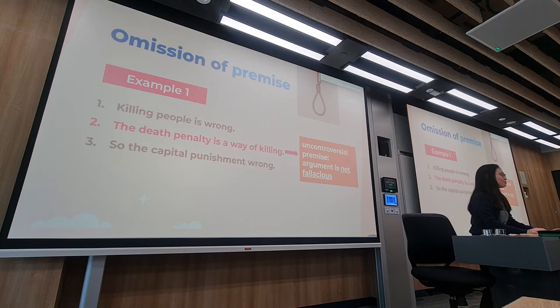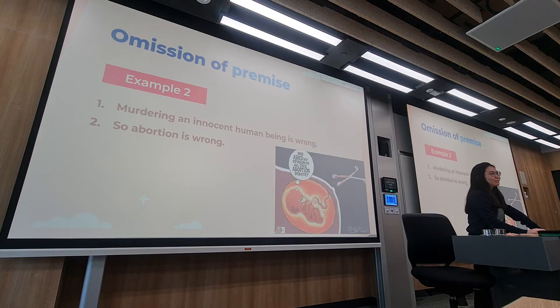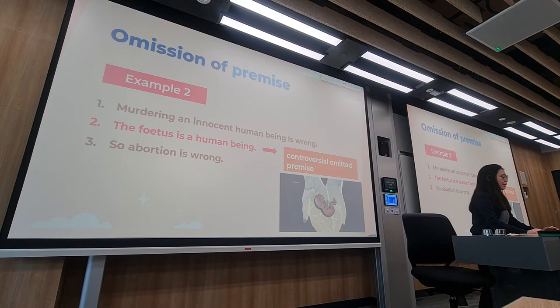Yeah, so now we move on to the next example. Murdering an innocent human being is wrong, so abortion is wrong. Would this be an omission of premise? Well, if you take a closer look, you realize that the omitted premise would be the fetus is a human being. And you all know from previous seminars that this is a controversial premise, because some people view that the fetus is a human being, while others will feel that it's not a human being and it's still in the womb. Therefore, as the omitted premise is controversial, this argument is fallacious and considered an omission of premise fallacy.